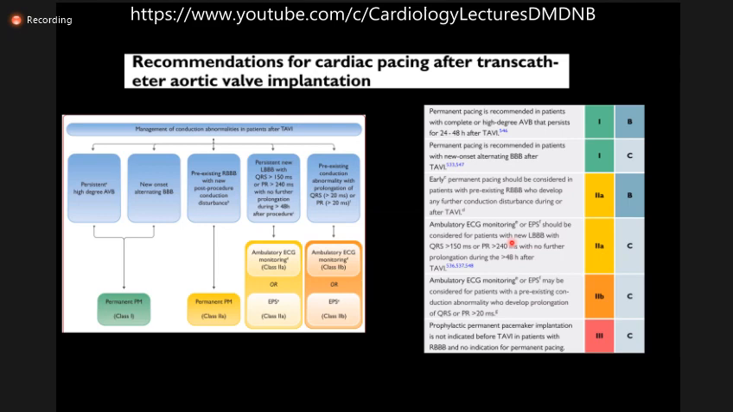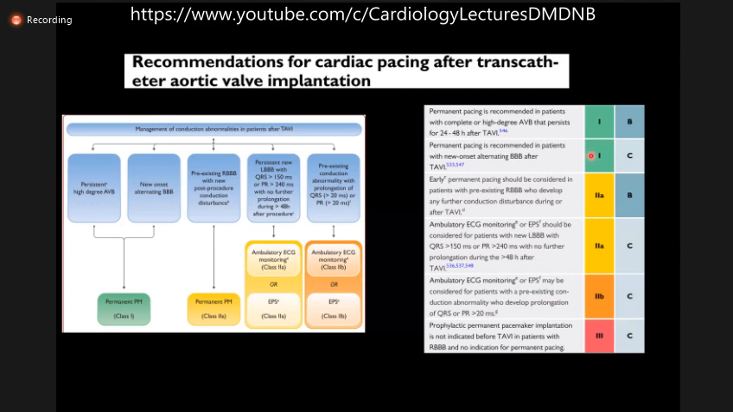So to summarize, in terms of post-TAVR patients, I think permanent pacing is definitely recommended in patients with complete or high degree AV block that persists for 24 to 48 hours. There's no real confusion there. New onset alternating bundle branch block. Again, alternating bundle branch blocks are always a forerunner to more advanced conduction system disease, or rather it is already advanced conduction system disease and therefore has a high level of recommendation in terms of evidence for permanent pacing.